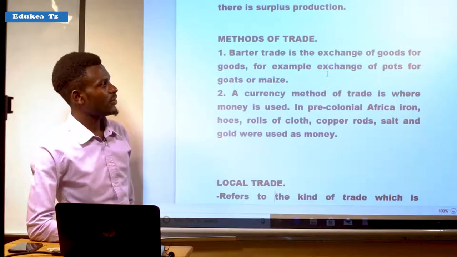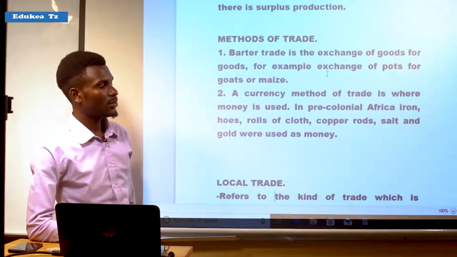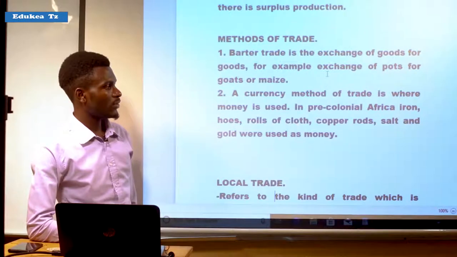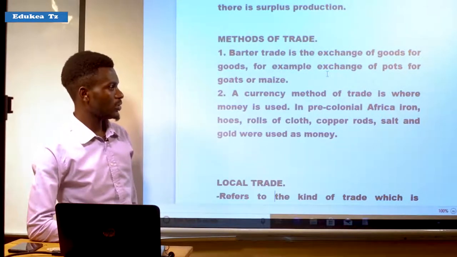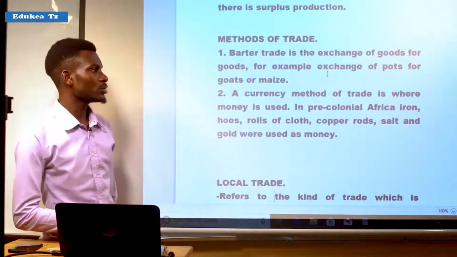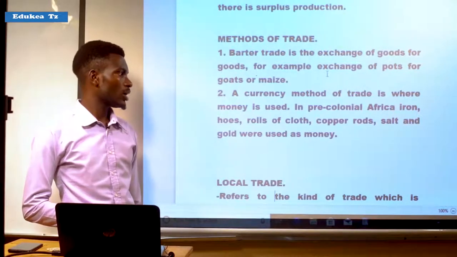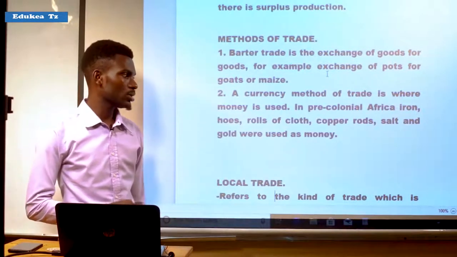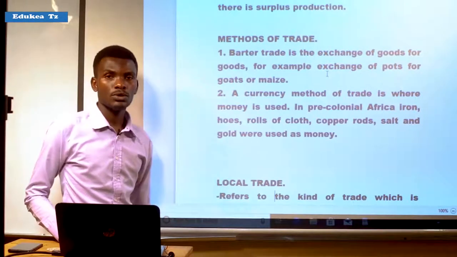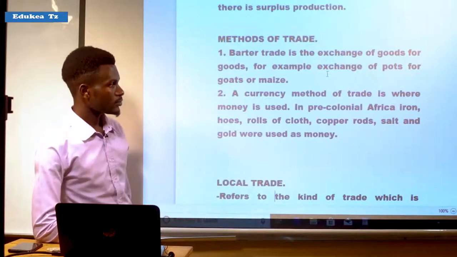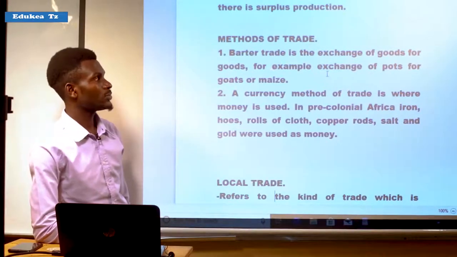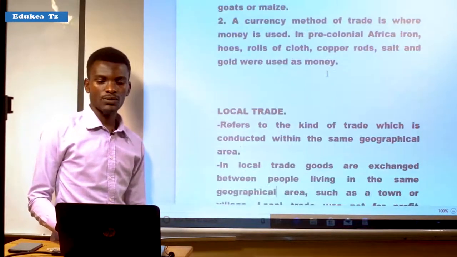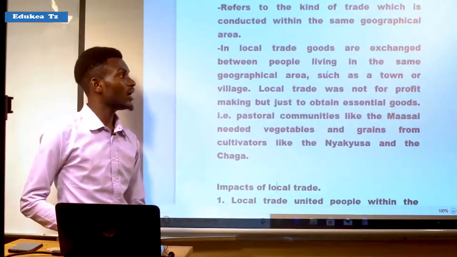Another is the currency method of trade, where money is used as the medium of exchange. In pre-colonial Africa, iron ores, loads of cloth, copper loads, salt and gold were used as money. And alongside this, there was barter trade, the exchange of goods for goods. So these were the methods of trading activities during pre-colonial African societies.